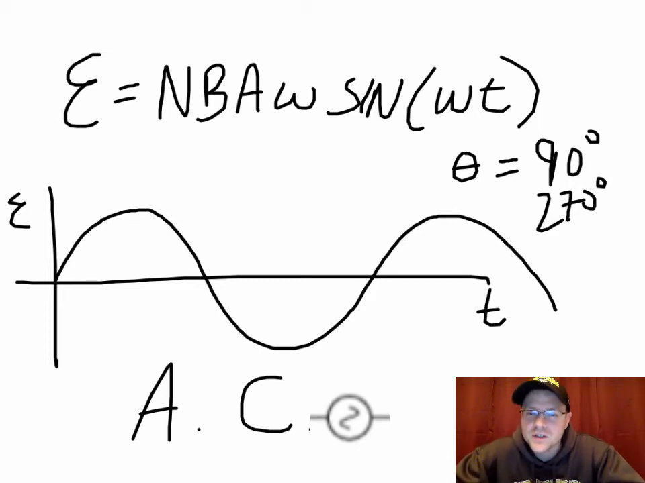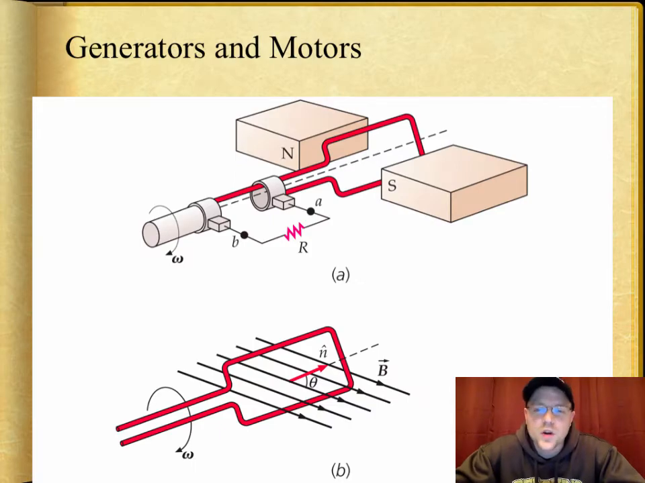Everything we've talked about in our circuitry has been direct current, so there's got to be ways to transform alternating current into direct current, and we'll talk about that a little bit later. But the setup also can work with motors.